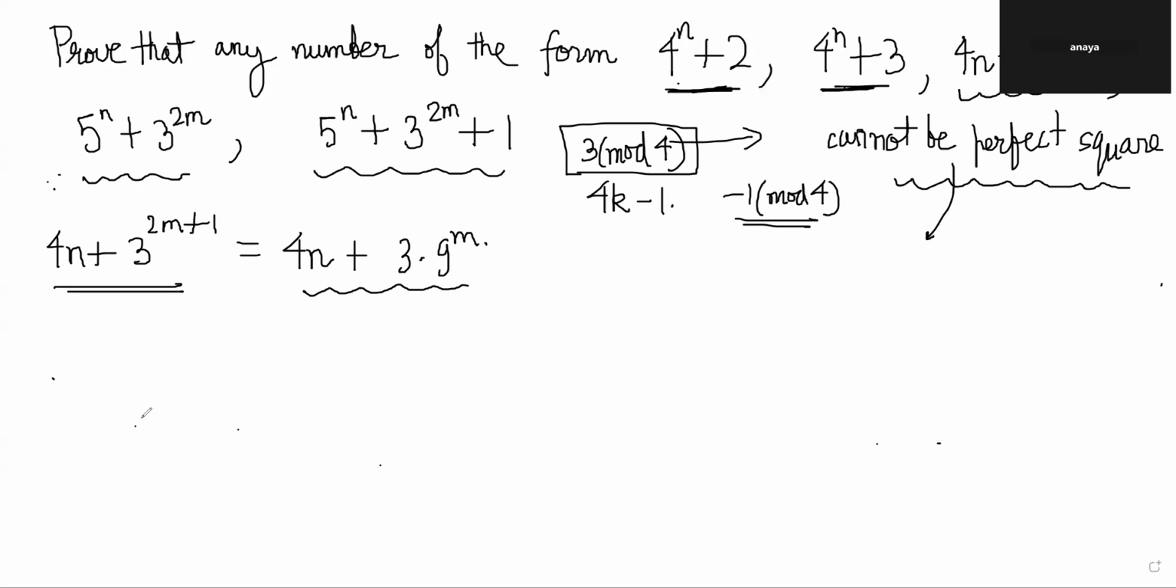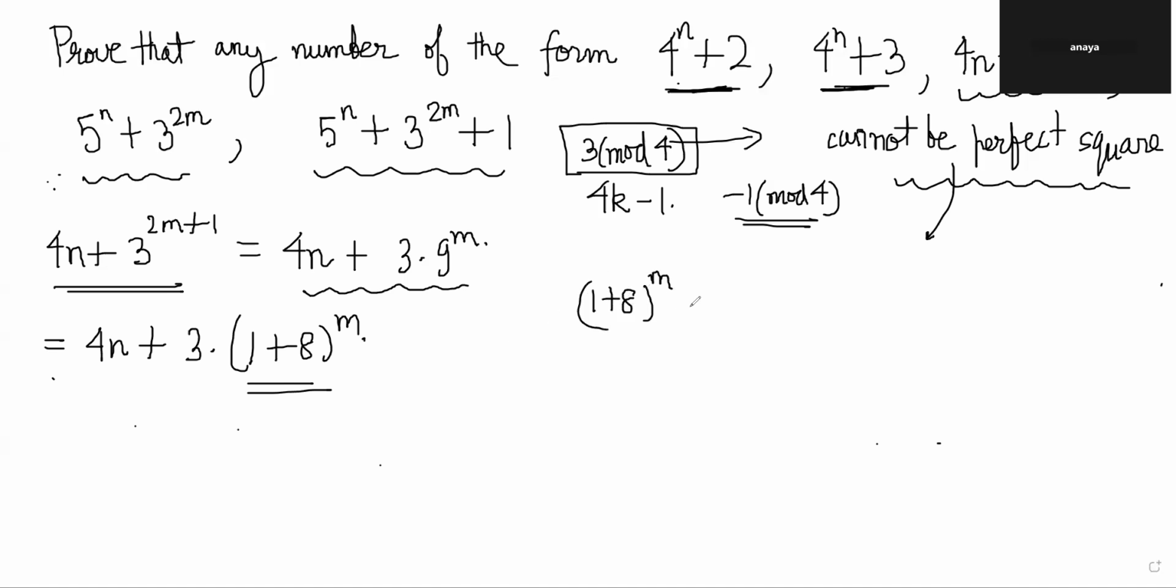Oh, right. I thought you meant the 9 was in the exponent. We can write 9 as 1 plus 8, to the power m, and expand by binomial theorem. 1 plus 8 power m will be 1 power m plus mC1 8 power 1 plus mC2 8 squared, and so on, till mCm 8 power m.